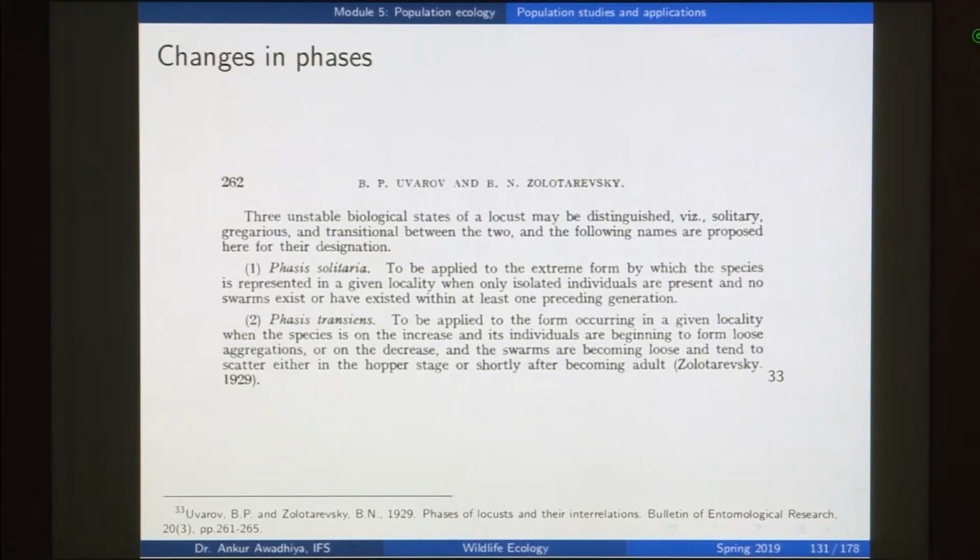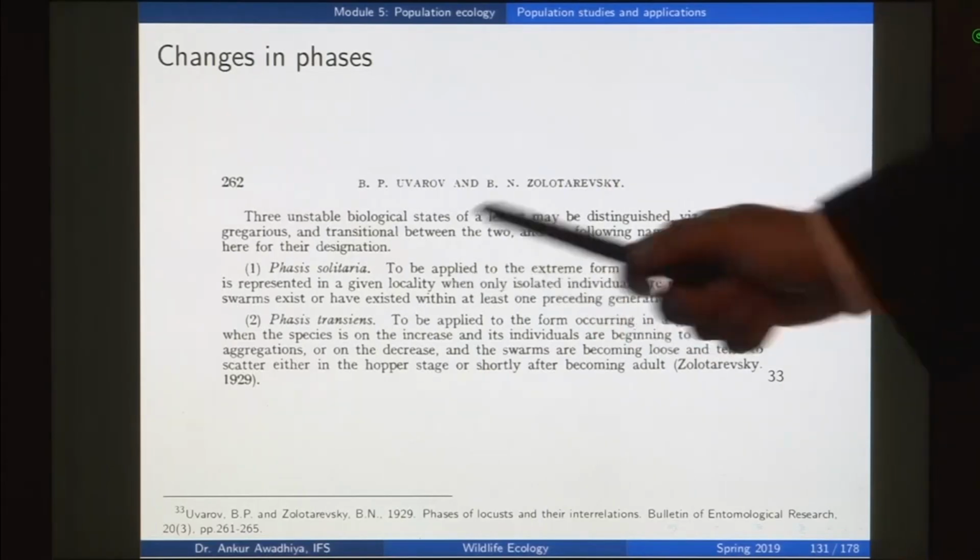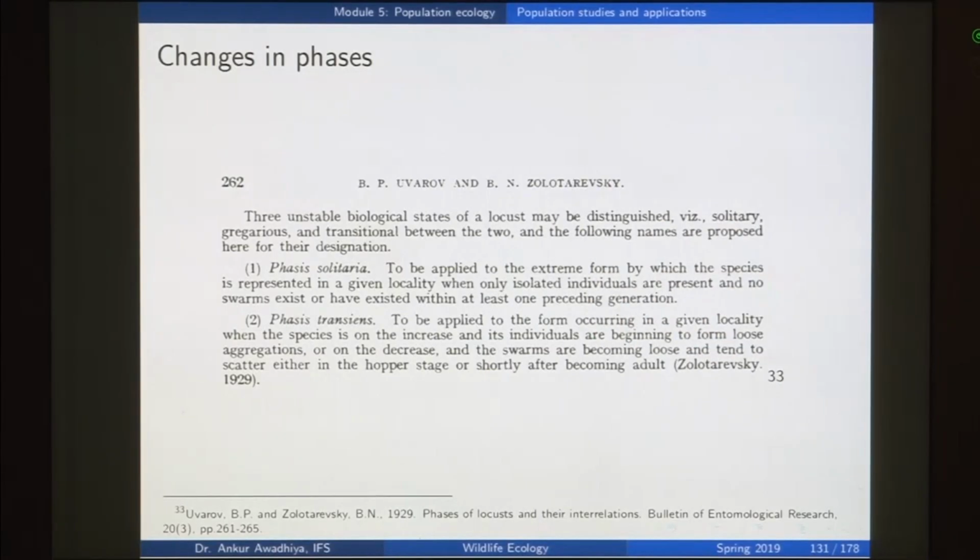Now, not only are these larvae different, but also the adults that are coming out of them are different. And Uvarov looked at the behaviors of these two different forms, and he called them phase solitaria, phase gregaria and the transitional phase. Now, in the solitary phase, when you have these green colored organisms, they will live in that particular place, they will have a large space for themselves, and they have not swarmed in this generation or the previous generation, then we call it a solitary phase.